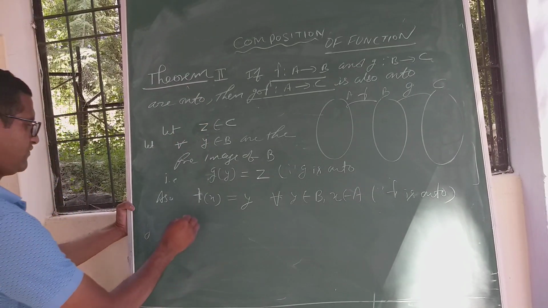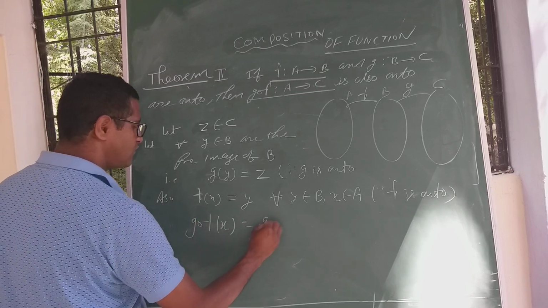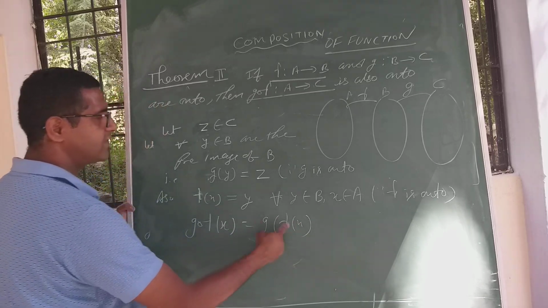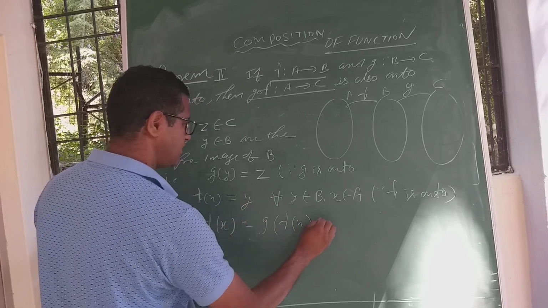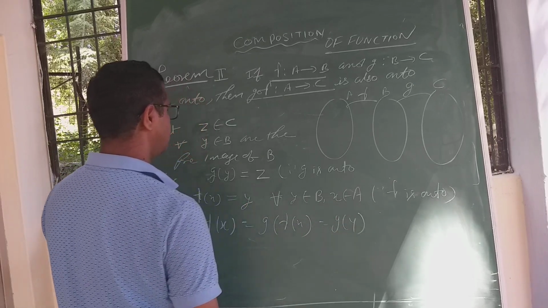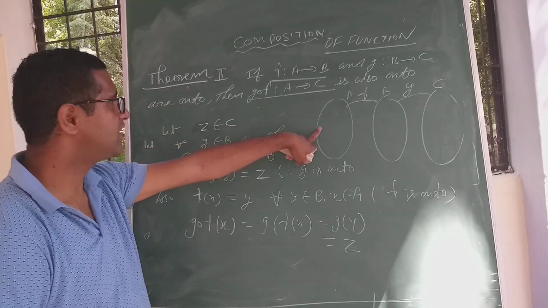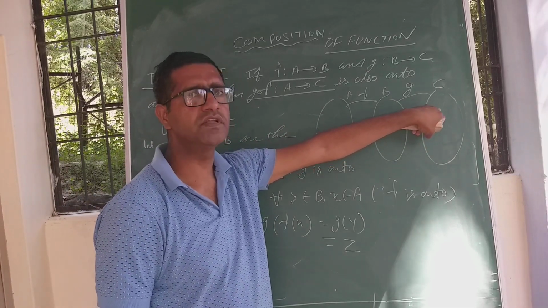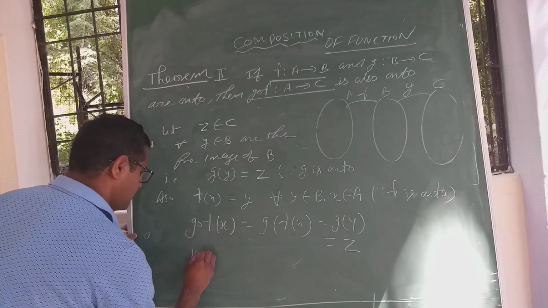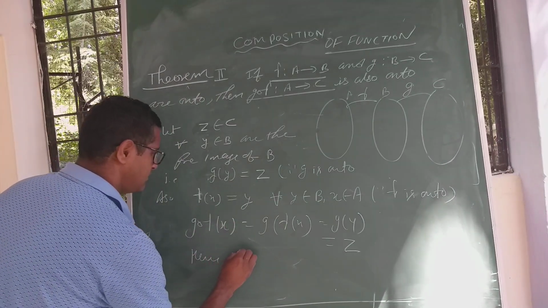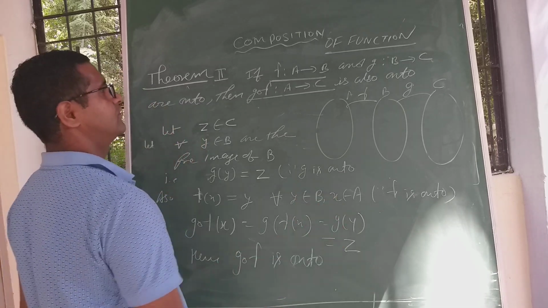G composition f means g of f(x). Since f is onto, each element f(x) is y, and g(y) equals z. It means all elements of A are related with C, that is, no element in C is left. Hence, g composition f is onto.